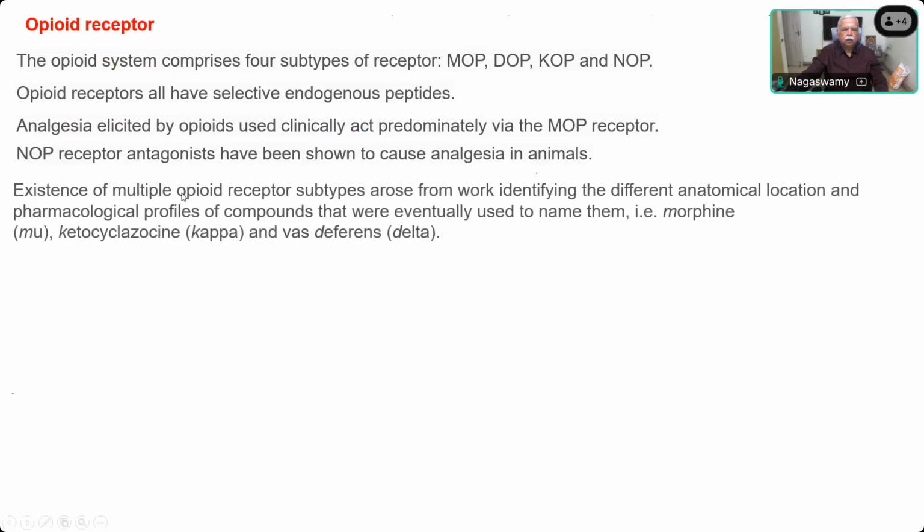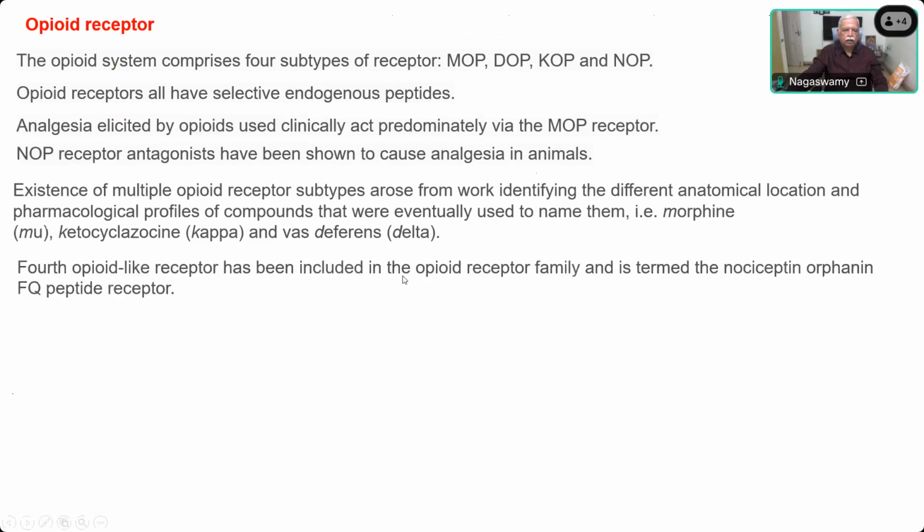So they are found to be present in different anatomical locations. And they were named by the compounds which were eventually used to stimulate them. So morphine gives the name mu, ketocyclazocine gives the word kappa, and delta was located in the vas deferens, so it was called delta or D receptor. And the fourth opioid receptor included in the opioid receptor family is termed the nociceptin orphanin FQ peptide receptor.